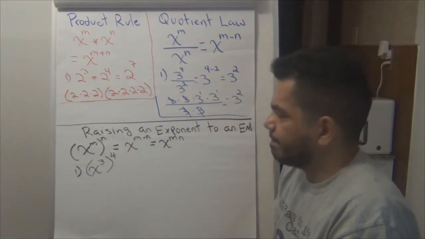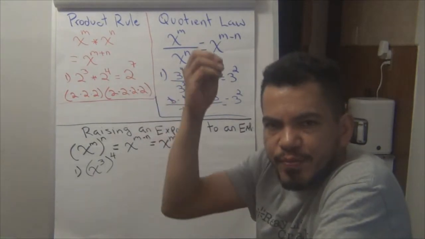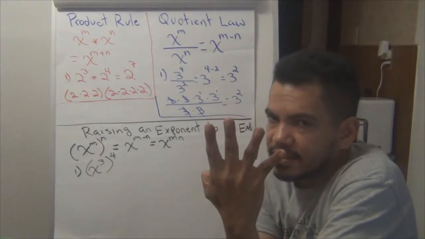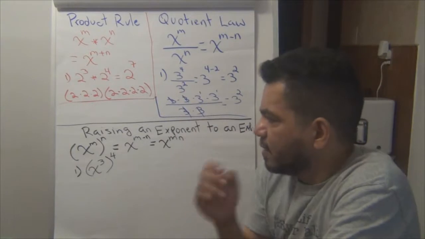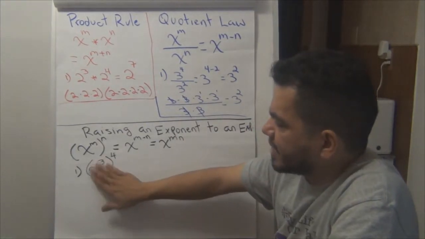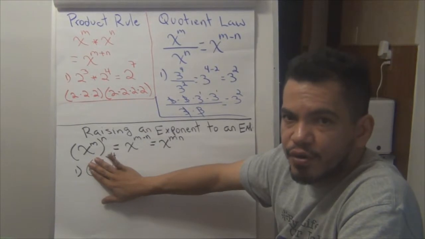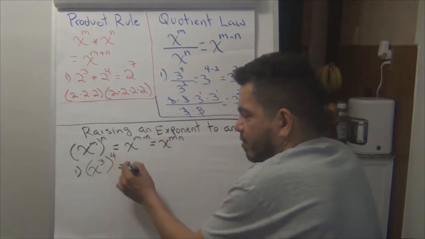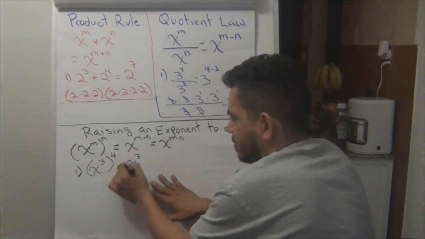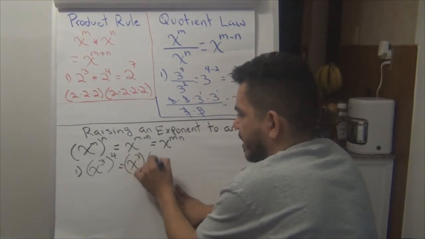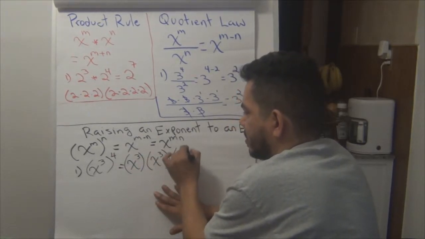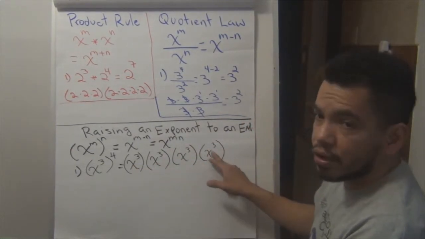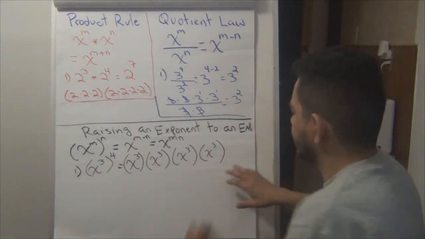Well, think about it this way. If you have x to the 4th power, that is the same thing as x times x times x times x, correct? Because that's x to the 4th power. Here I'm saying whatever is in parentheses, I'm raising to the 4th power. So in other words, this is the same thing as x to the 3rd times x to the 3rd, times x to the 3rd, times x to the 3rd. See? 1, 2, 3, 4 times I have what's in parentheses.